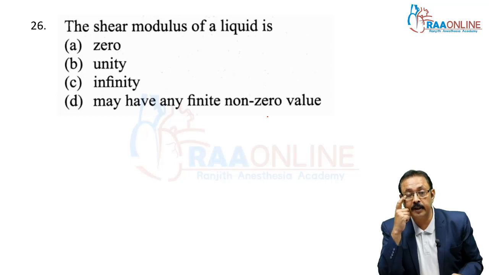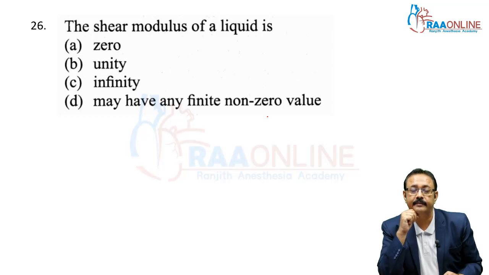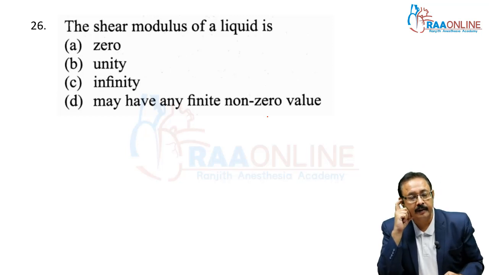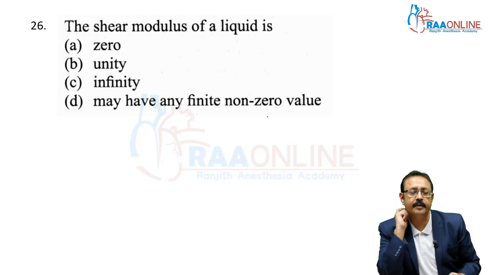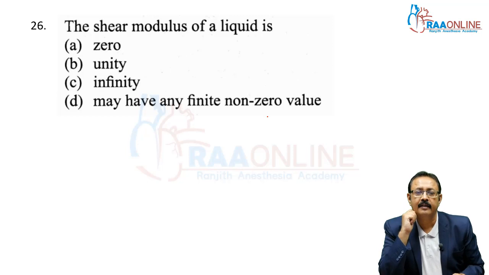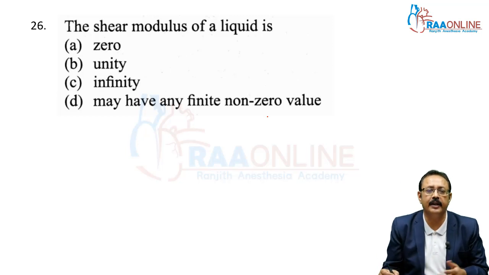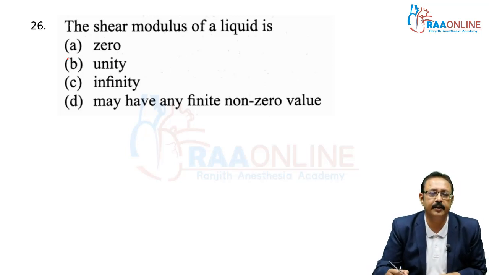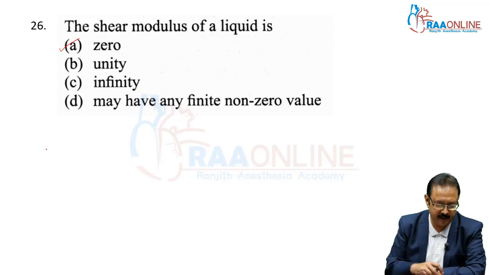Next, the shear modulus of a liquid is... What is a liquid? You know the liquid. What is modulus of elasticity? Stress upon strain, and strain is in the denominator. So if we put a small force only, we will get a big change in that liquid. So for a liquid we can take it as nearly 0. The shear modulus of a liquid is 0.